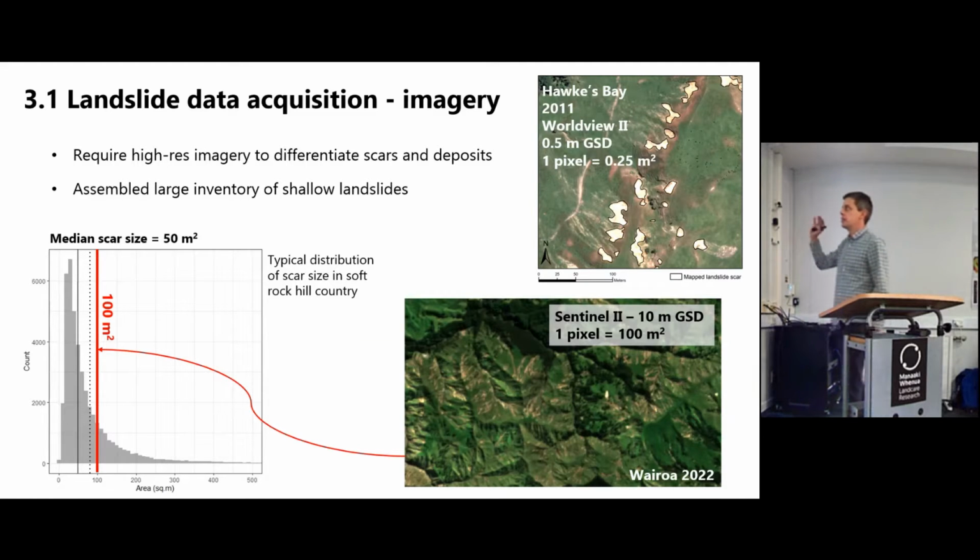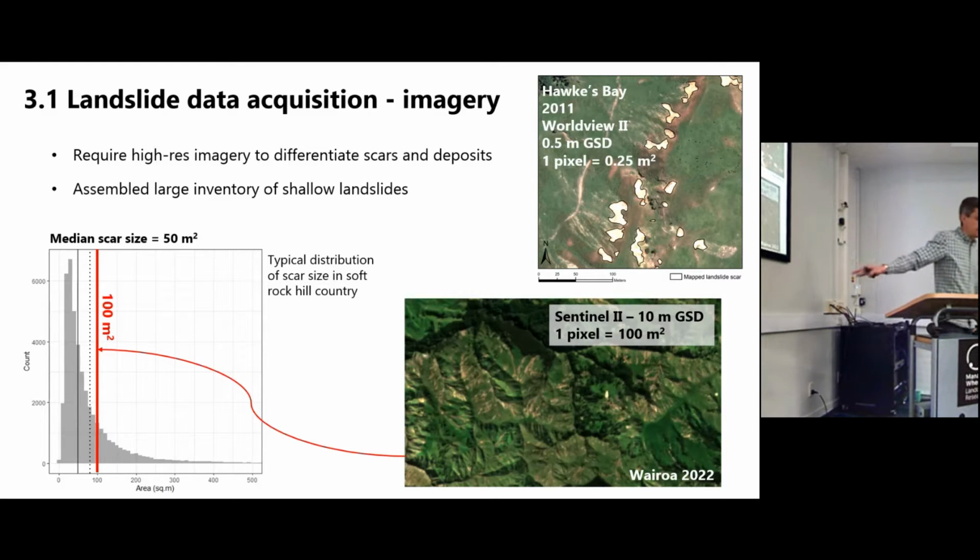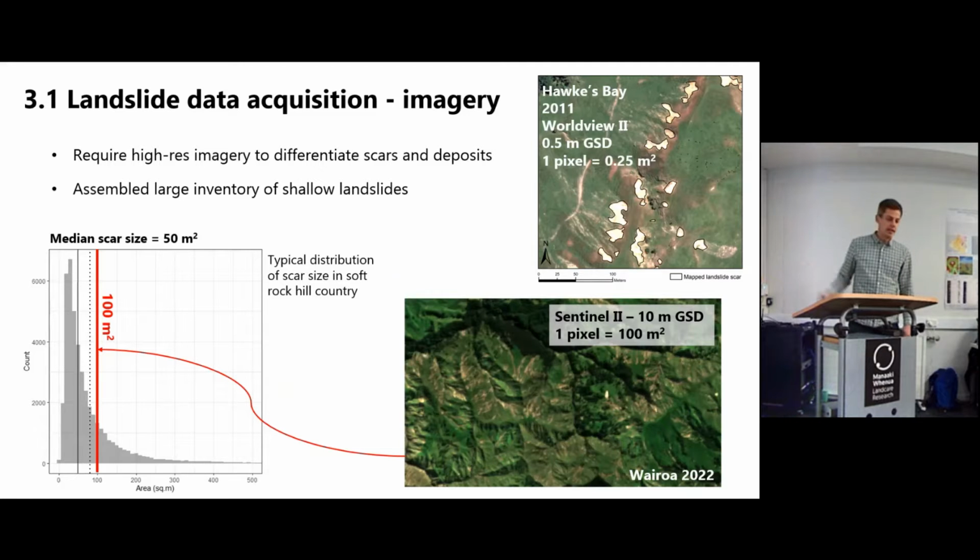The issue you can see here with the freely available Sentinel imagery is that it has a 10 meter pixel size. That means 100 square meters. Unfortunately, most of the landslide scars are below that pixel size. So if you're going to investigate these processes in detail, and if you want to separate scars and deposits, you do need to use the high resolution imagery.